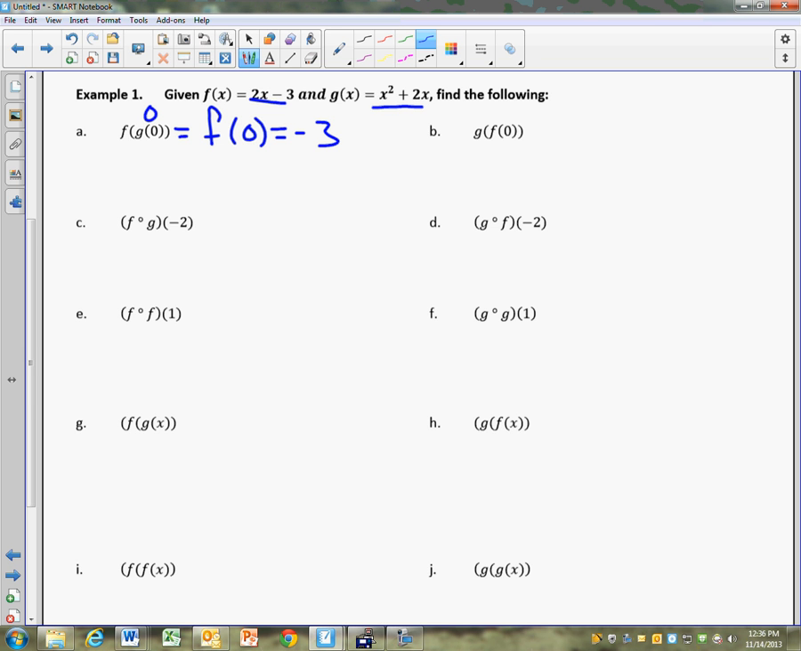Let's do this one, g of f of 0. I start by plugging 0 into f. And when you plug 0 into f, you get -3. So now what you're doing is you're evaluating g of -3, because when you evaluate f of 0, that became -3. So now you're doing g of -3. And so I plug in -3 for x. -3 squared is 9. 2 times -3 is -6. 9 and -6 is 3.